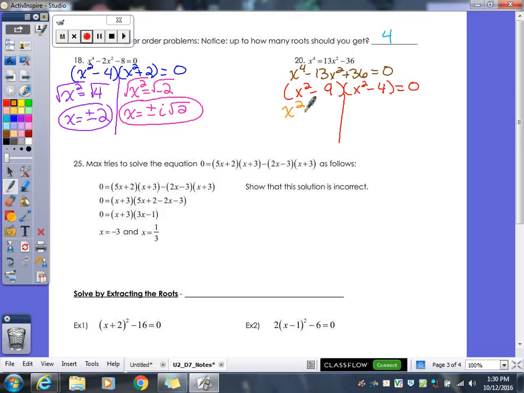So first one, I add my 9 over, so I get x squared equals 9. Take the square root of it, and we get x equals what? Plus or minus 3. So there's 2 of our 4 answers. Other side, I add my 4 over, take the square root, and what's our other 2 answers? Plus or minus 2.